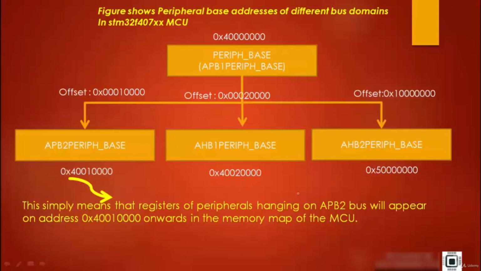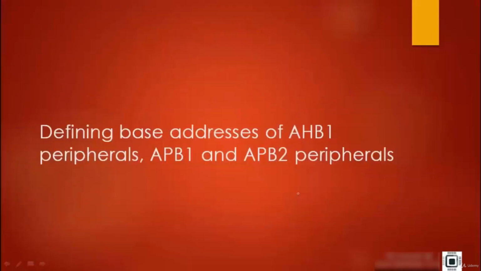So in the previous lecture, you finished defining the base addresses of various bus domains, right? Let's go one step further and define base addresses of AHB1 peripherals, APB1 and APB2 peripherals. So now we will define the base addresses of all the required peripherals which are hanging on different bus domains.